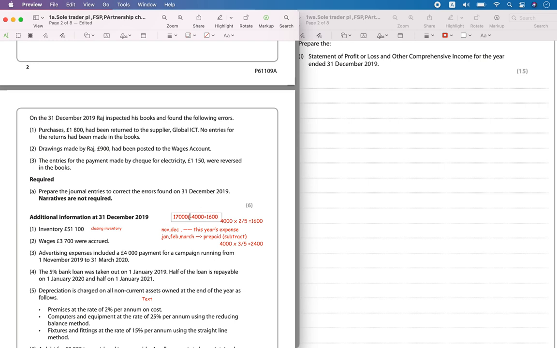So I'm writing here, it is 17,000, remove that 4,000 which was paid and just add this year's expense. That is one way of doing it. Or we can just remove the prepaid expense that was included in the advertising expense: of the total 17,000 minus 2,400, that is equal to 14,600.